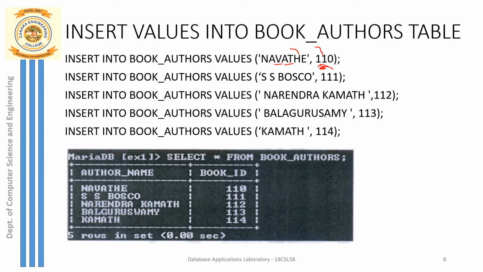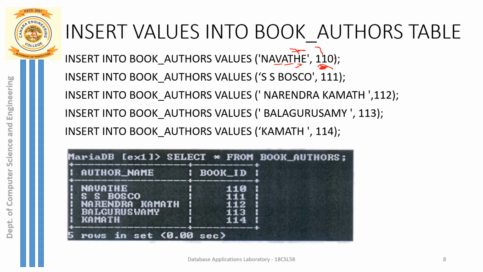Because the author name and the book ID are both foreign keys which are referencing the primary keys. The book table and the author table are the main tables, or the base tables, for this book authors table. So you can see Navate, SS Bosco, Narendra Kamath, Balaguru Swami Kamath. These are the different values which we had already entered into the author table.